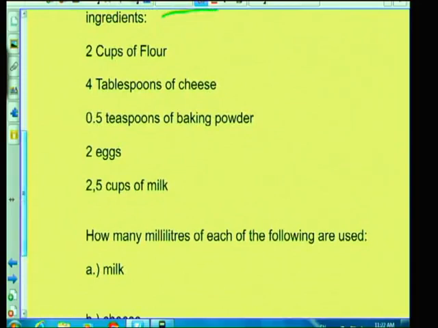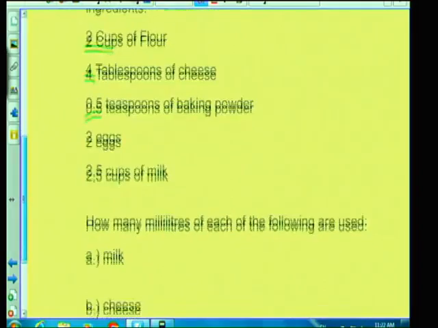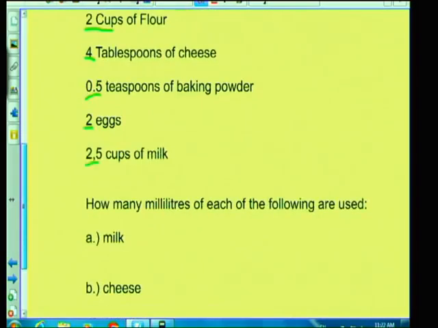And what we're told is it's 2 cups of flour, 4 tablespoons of cheese, half a teaspoon of baking powder, 2 eggs, 2,5 cups of milk. And now they say to you, how many millimeters of each of the following are used? So let's get to our table.